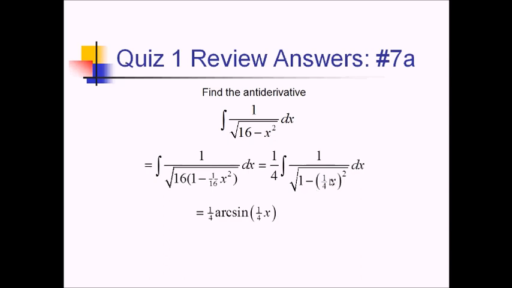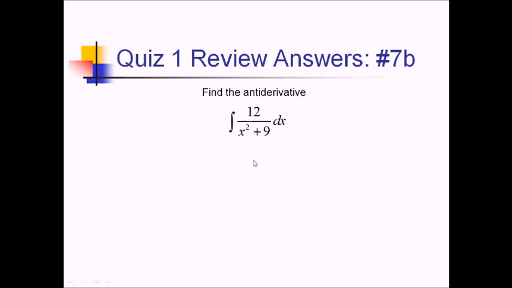But since I'm taking the antiderivative of something with an inner linear function that does not have a coefficient of 1, I'm going to have to divide by the derivative of this inner linear function. So dividing by 1/4 is really like multiplying by 4. And don't forget the plus c out there. And if you want to simplify this, the 1/4 and the 4 cancel. So this is just arc sine of 1/4 x plus c.